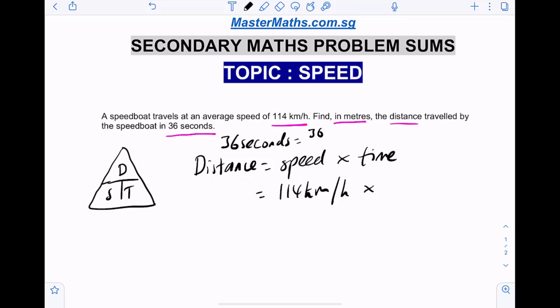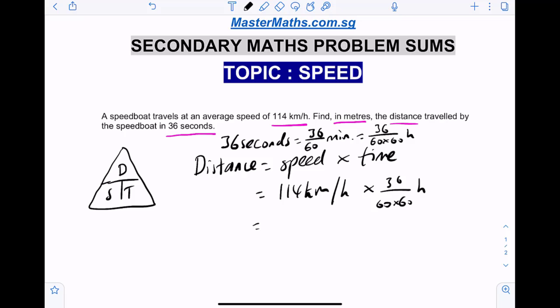Divide by 60 first to get minutes, and then further divide by 60 to get hours. Alright, so 36 over 60 and 60 hours. So we do this calculation and let's see what the answer is. 114 times 36 divided by 60 divided by 60.